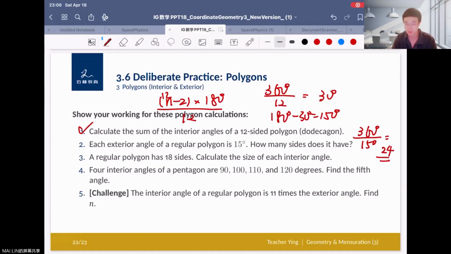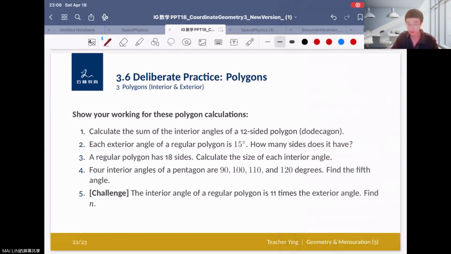That's for problem 2. And for problem 3, it says a regular polygon has 18 sides, and calculate each interior angle, right? So here we can say, using the formula, first calculate the exterior angle here, 360 degrees over 18 equals 20 degrees. So the interior angle equals 180 degrees minus 20 degrees equals 160 degrees, okay? That is for problem 3.